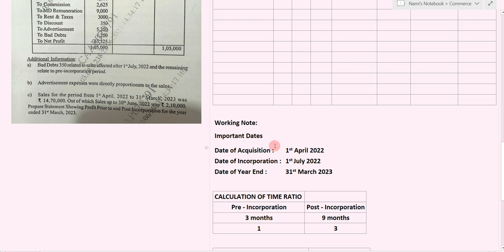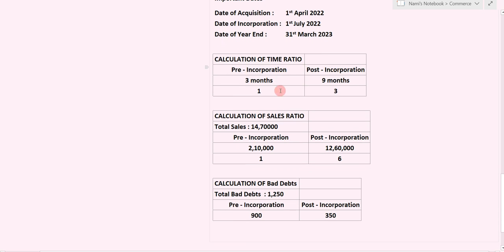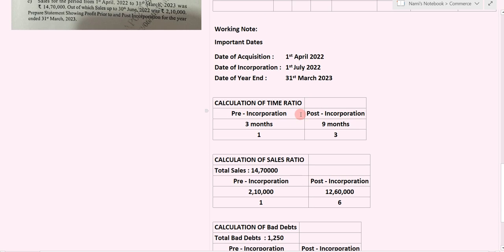2023. Okay, now on the basis of the dates, we have to first calculate the time ratio, then we have to find the sales ratio also. Now in the time ratio, we have to find the pre-incorporation months and post-incorporation months.